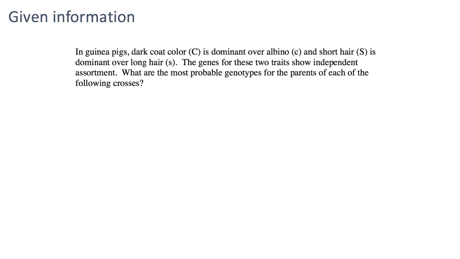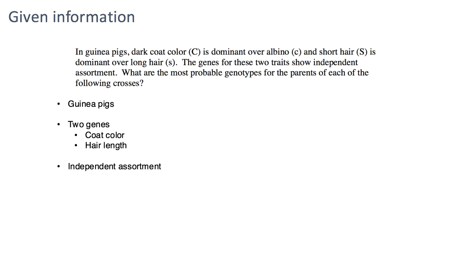Well, they tell us that we're dealing with guinea pigs as the organism we're considering. We're also told that we're dealing with two different genes in this problem, one for the guinea pig's coat color, that is the color of their fur, and the other for the length of their hair. They also tell us that the two genes assort independently, meaning that they are on different chromosomes and that we can avoid thinking about linkage in some of the more complicated scenarios that we encountered in the second Mendelian genetics lecture.